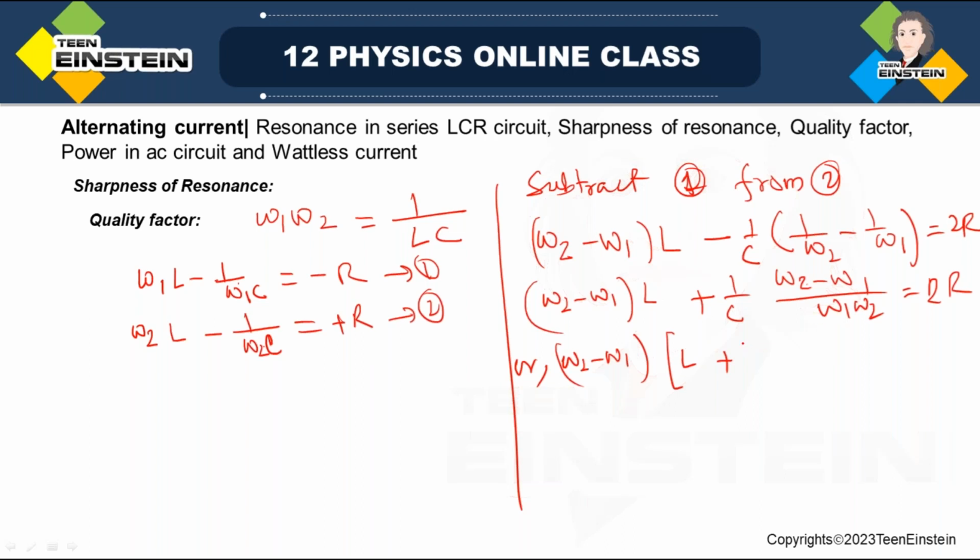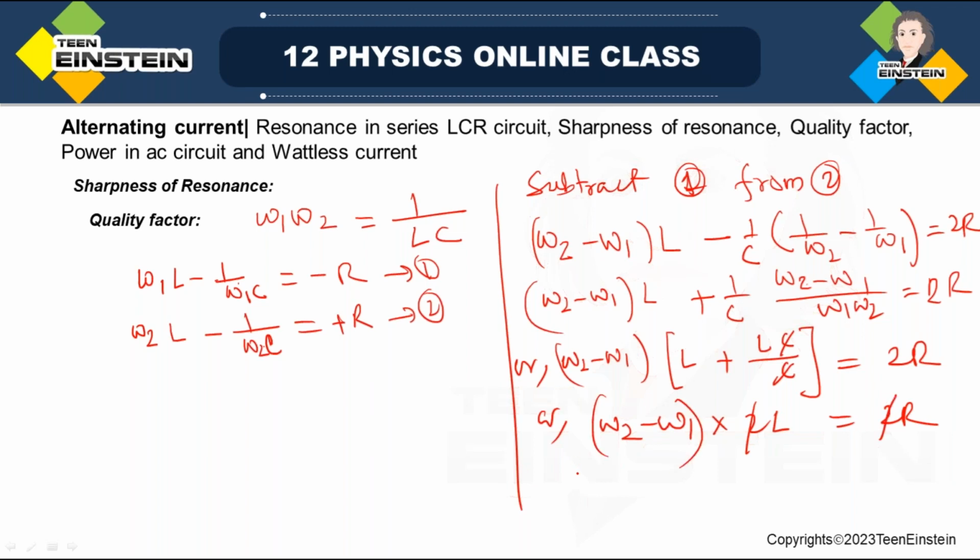No, 1 over L. So we'll write LC here, and 1 over C was here. I'm just putting the value of omega 1, omega 2. That's all. So the 2s are here, and here we get omega 2 minus omega 1 into 2L is equal to 2R. This 2 goes off, and then we get the bandwidth: omega 2 minus omega 1 is equal to R by L, right?